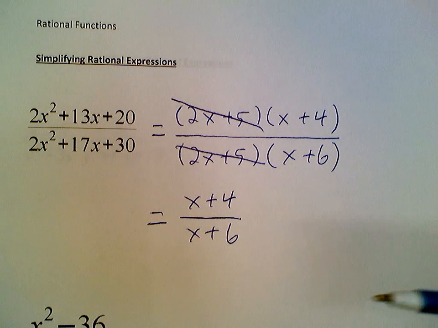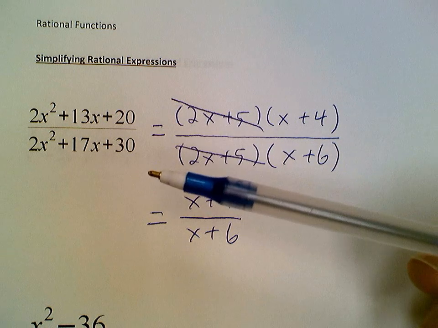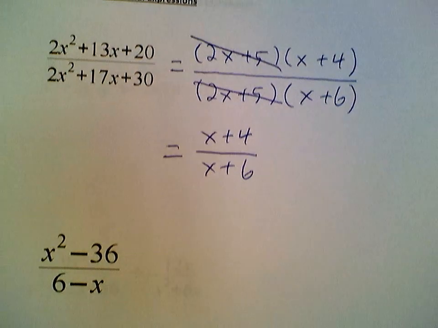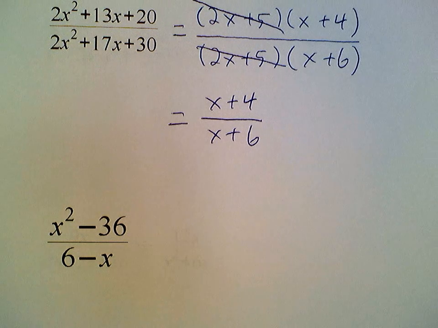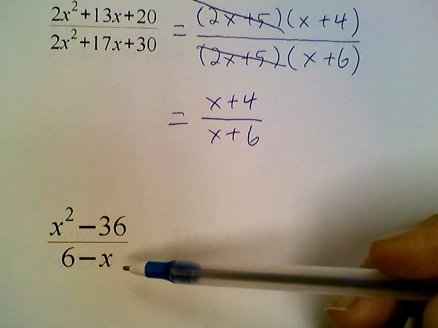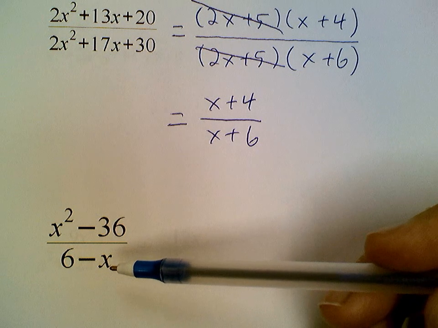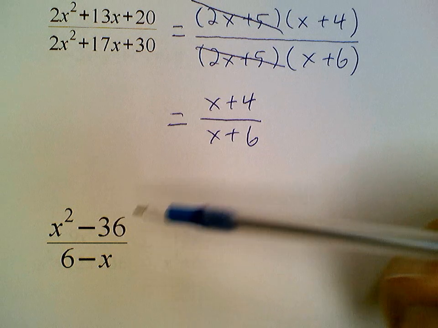Okay, so the general idea is in these rational expressions, you're going to factor the numerator and denominator and then see if anything cancels out. Alright, so let's look at this next example. I've got x squared minus 36 over 6 minus x. Alright, now the denominator can't really be factored per se right now because it's just 6 minus x. It's already simplified. The top, though, I get x squared minus 36.